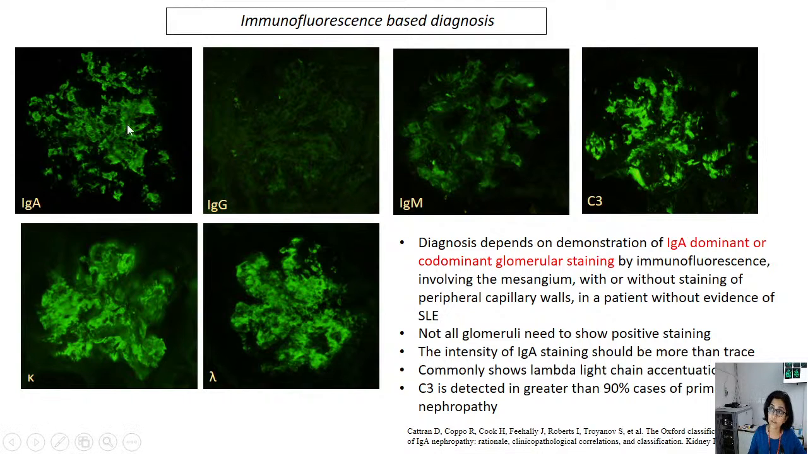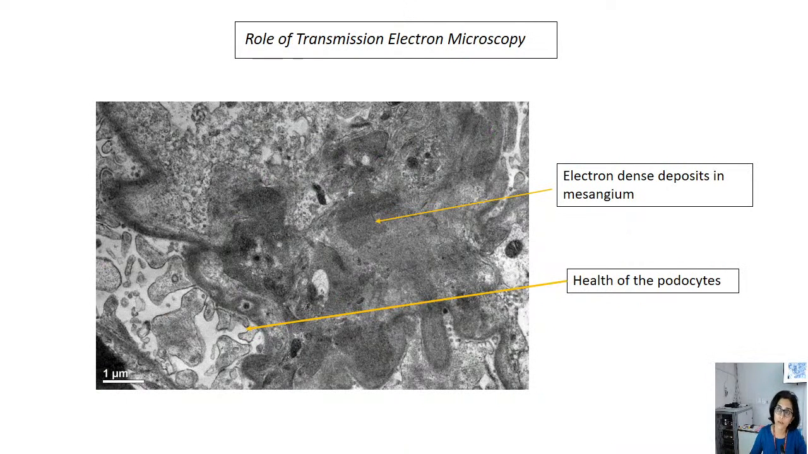We have a now very well standardized IF protocol where we would run a battery of stains which look like this. And if we see mesangial granular confluent staining for IgA, usually codominant with C3, kappa and lambda, a lot of patients may show lambda accentuation, we would render a diagnosis of IgA nephropathy. Again, from a pathology point of view, we know that not all glomeruli stain, and there can be wide variability in IF patterns from glomerulus to glomerulus.